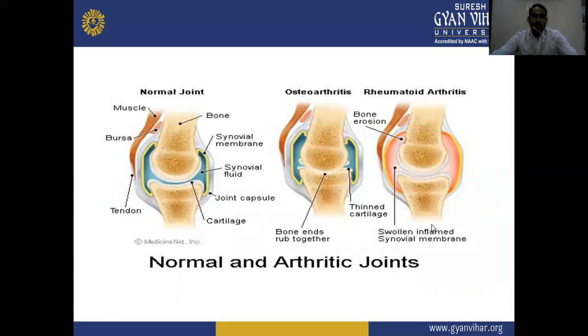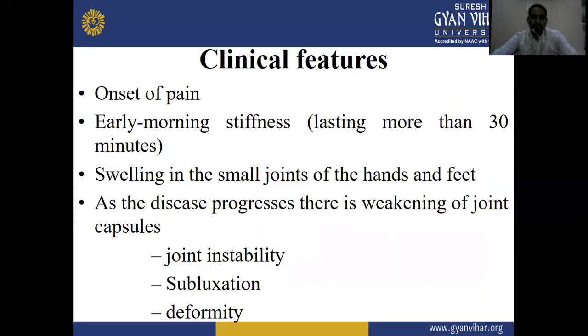Next one is normal joint, and this is the osteoarthritis, and this is the rheumatoid arthritis. These are the bone erosion and swollen inflamed synovial membrane, and thin cartilage and bone rubbed together. This is normal and arthritic joints.